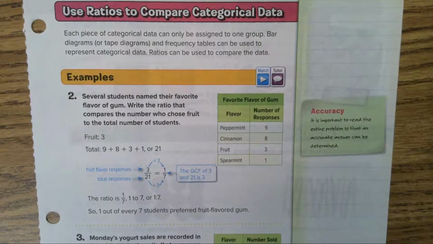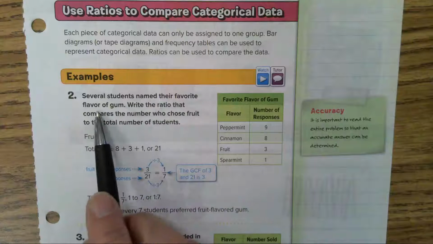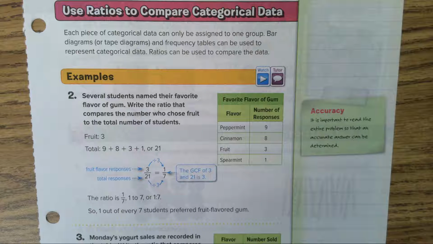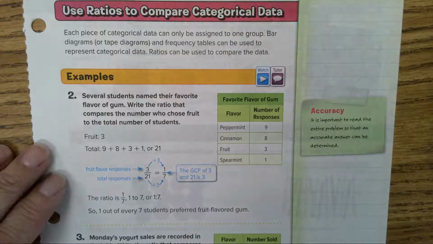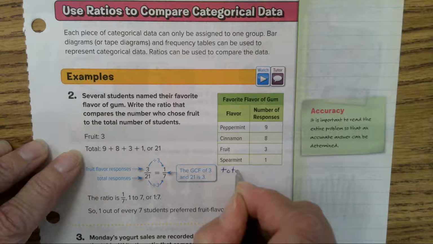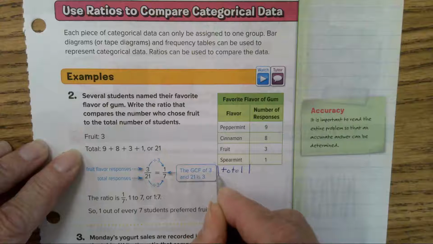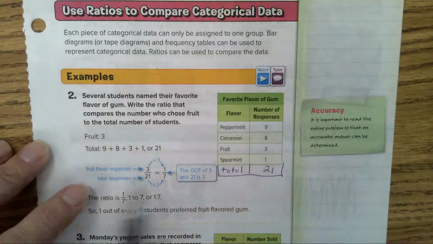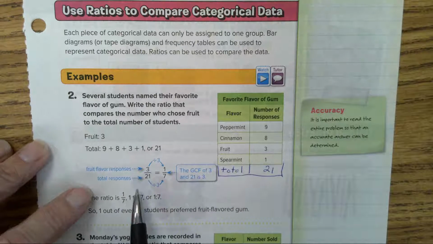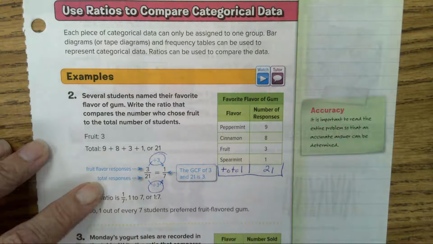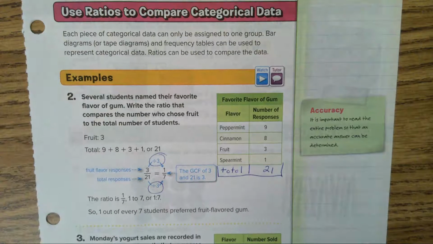Number 2, several students named their favorite flavor of gum: peppermint, cinnamon, fruit, and spearmint. Write the ratio that compares the number who choose fruit to the total number of students. So, how many chose fruit? 3. Total? Well, you had to add them all together. So I'm going to add another category, and it's going to be called total. So when I add them all together, it's 21. So we have 3 over 21. The greatest common factor of 3 and 21 is 3. You divide them both by 3, and you end up with a simplified fraction of 1/7.